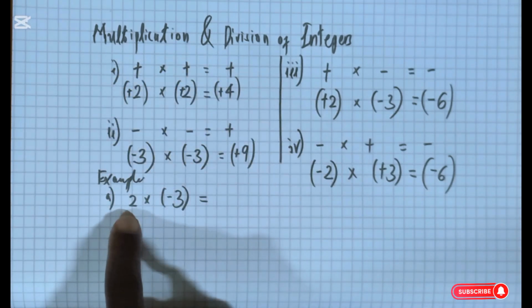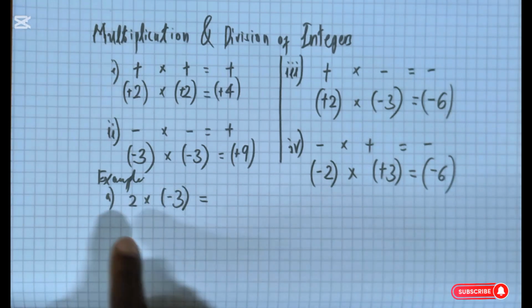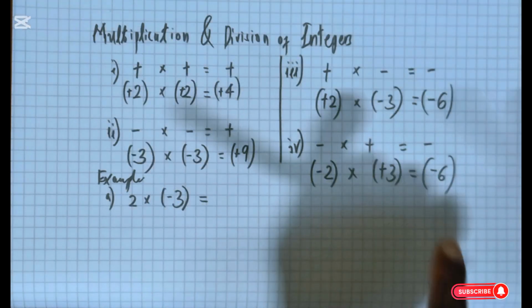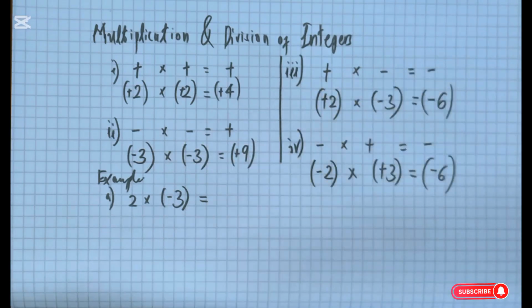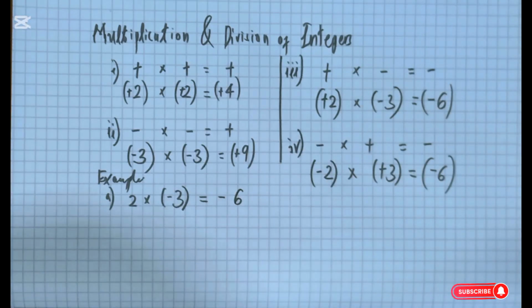So right here we're having a difference of sign. This here is a positive number, this is a negative number. We expect that that's going to give us a negative product. Positive times negative gives us a negative. So that's going to be negative 6 as our product right there.